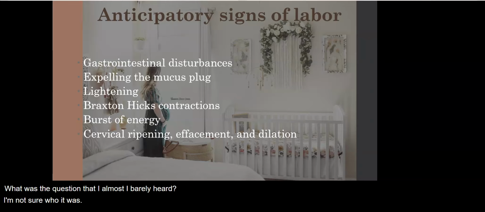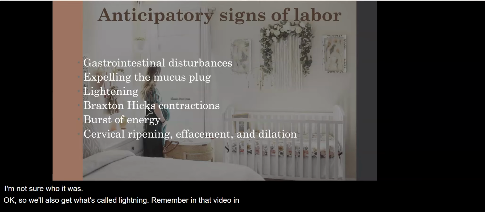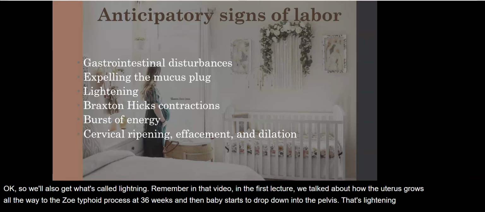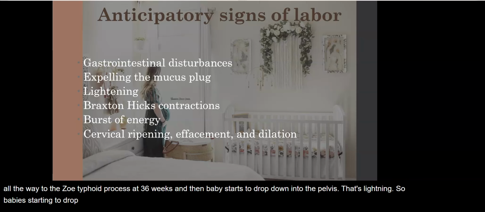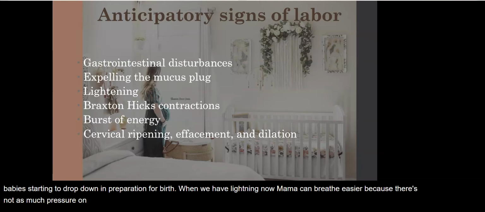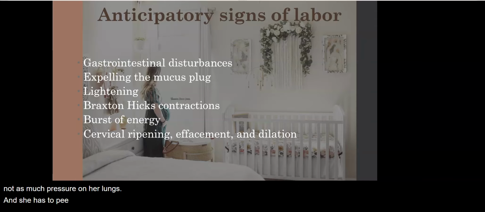Okay, so we'll also get what's called lightening. Remember in that video in the first lecture, we talked about how the uterus grows all the way to the xiphoid process at 36 weeks, and then baby starts to drop down into the pelvis. That's lightening. So baby's starting to drop down in preparation for birth. When we have lightening, now mama can breathe easier because there's not as much pressure on her lungs, and she has to pee more because there's more pressure on her bladder.